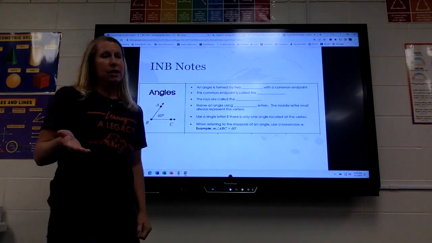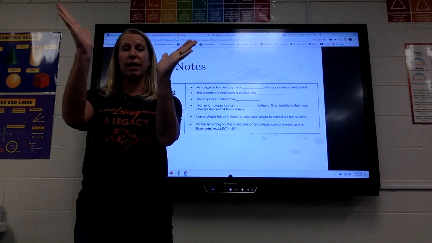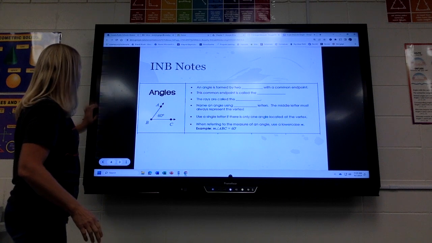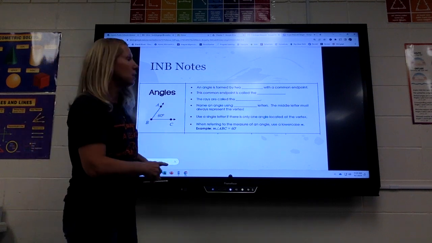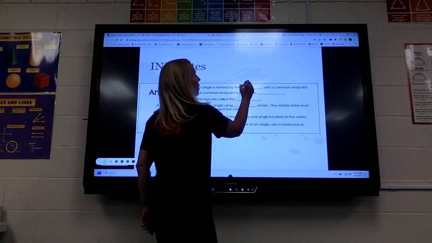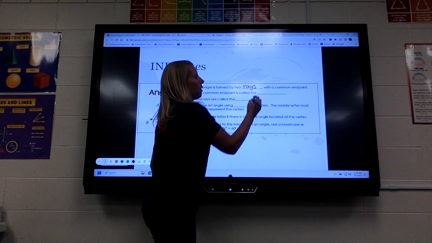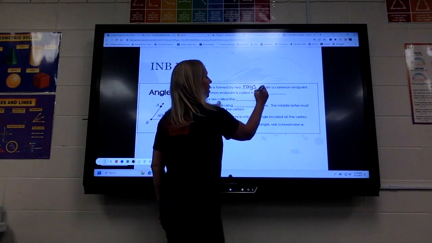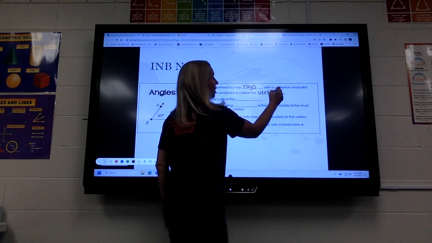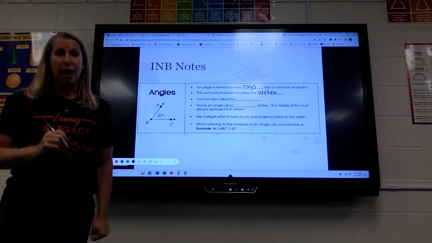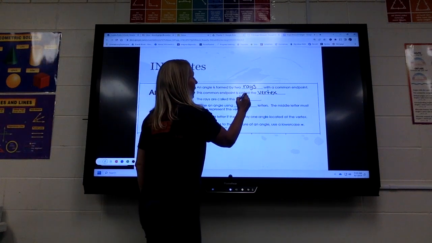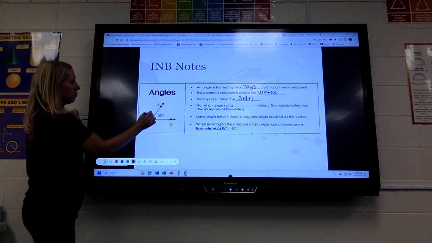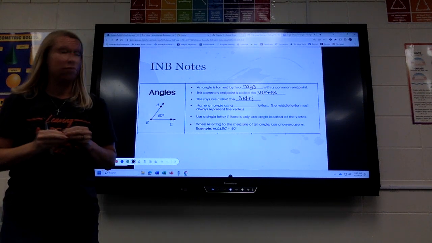So all an angle is two rays that meet at a common endpoint. So this says, this will be for your notes, an angle is formed by two rays with a common endpoint. This common endpoint is called the vertex. The rays are called the sides. So that would be the sides of the angle. So like this BA and BC, those would be the rays.